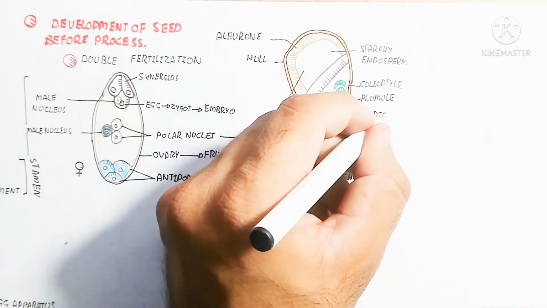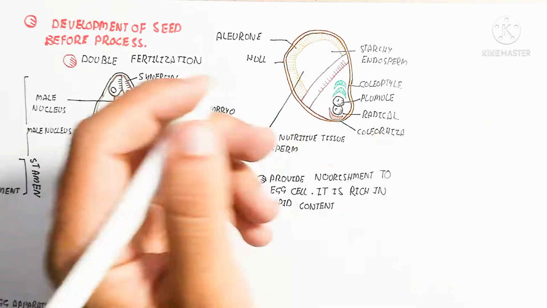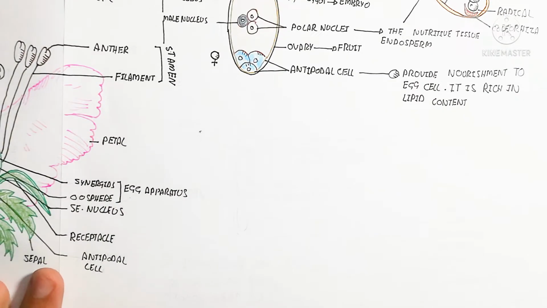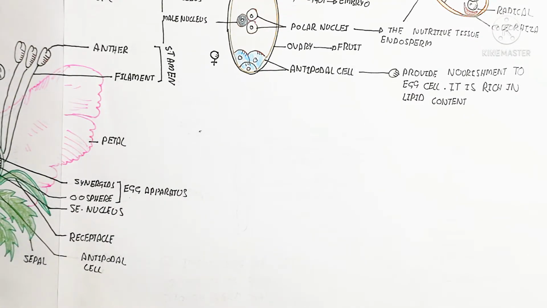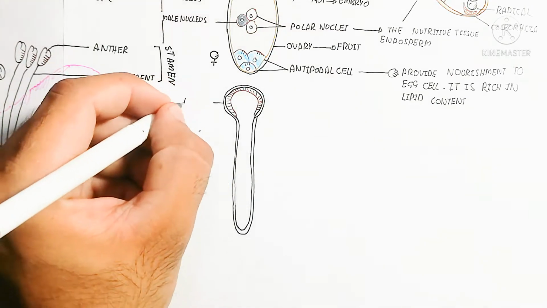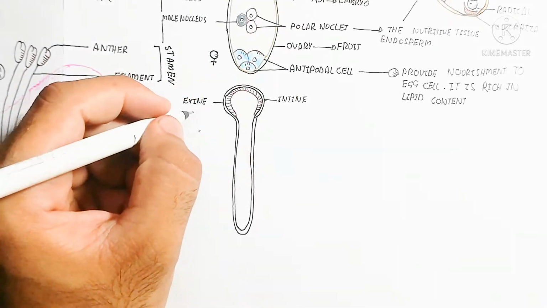The coleoptile, shown in green, is the future stem, while the radicle is the future root, covered by the coleorhiza. And here are the radicle and plumule. The plumule goes to the coleoptile, which means the plumule is the shoot system, and the radicle is for the root system.